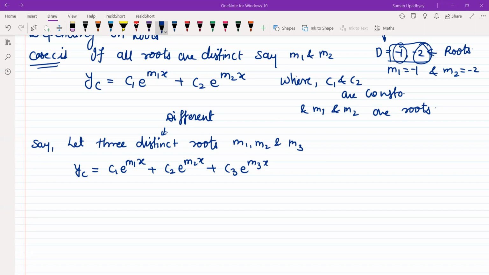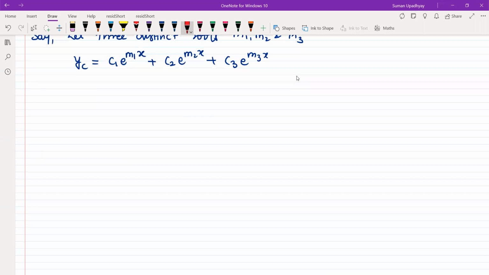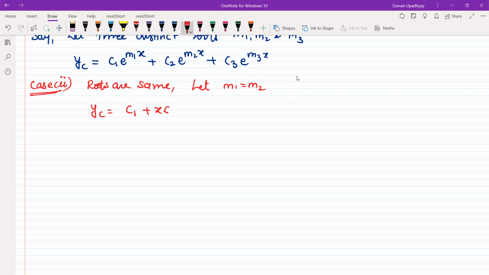Now case number 2. In case number 2, what if the roots are same? You solve the equation and you're getting same roots. Let it be m1 and m2. So both roots are same. So in that case what will be the formula of yc? It will be C1 plus X C2, e raised to m1, or you can write m2, both are the same, right? So you write e raised to m1x.